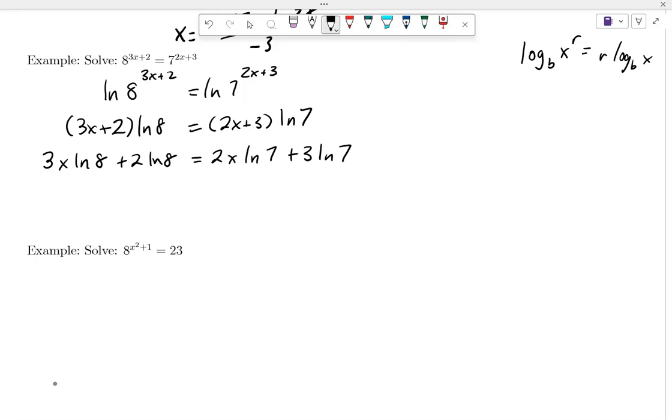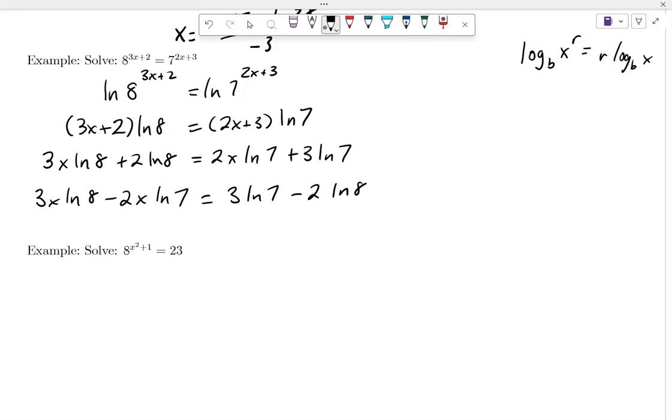Like I said, it looks kind of ugly, but there's nothing special about it. If you put it in a calculator, you'll get a decimal. Okay? Now again, notice we've got an x on both sides, right? I've got to gather them on the same side. So I'll take this one and subtract it to the other side. Okay? So I'll get 3x natural log of 8 minus 2x natural log of 7. This one doesn't have an x in it. So I'm going to move it to the other side. So I'll have 3 natural log of 7 minus 2 natural log of 8.